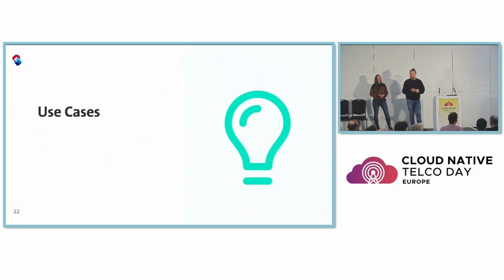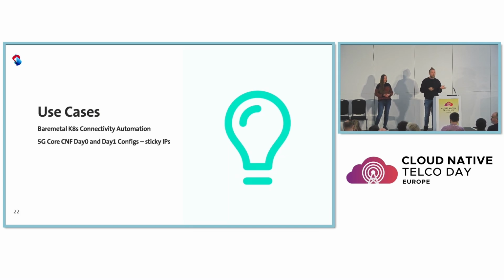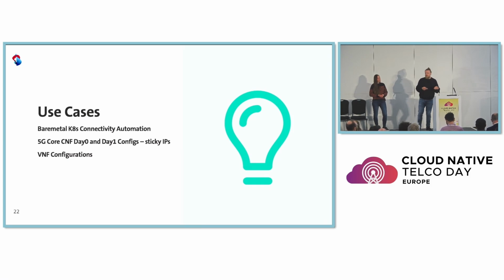With that, I will talk about some of the use cases. So you've seen the MetalLB case shown by Lea. We extend that with the entire fabric configuration, like the cluster bootstrapping process. Another use case is the 5G core network function configurations, day 0 and day 1. There we need this sticky IP feature. And the third use case that another team in Swisscom is working on is the VNF configuration.